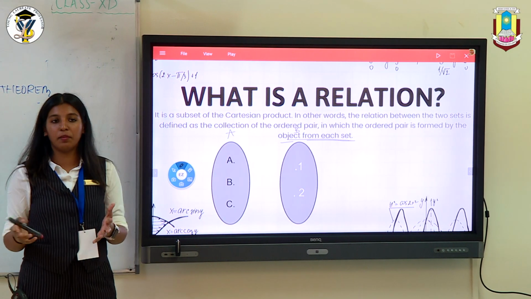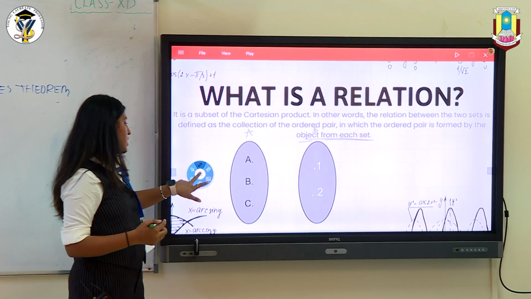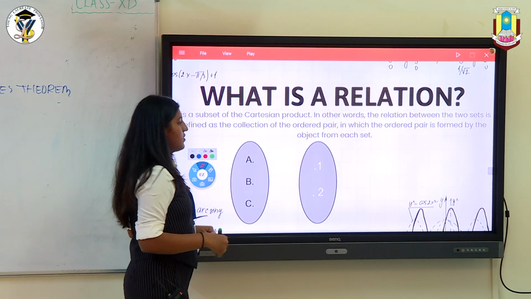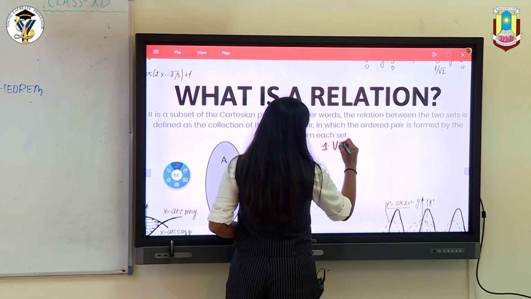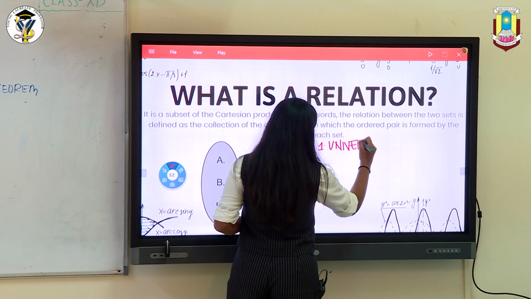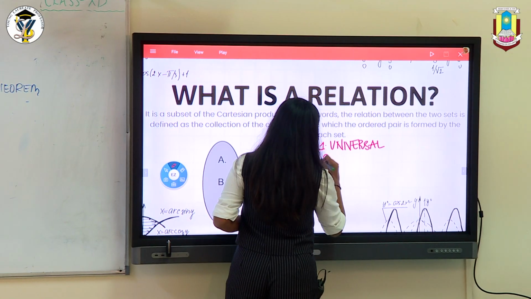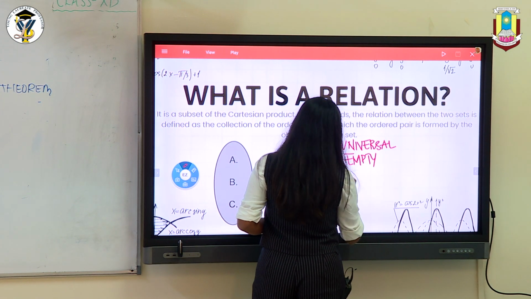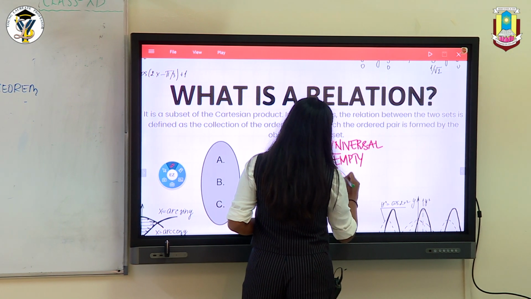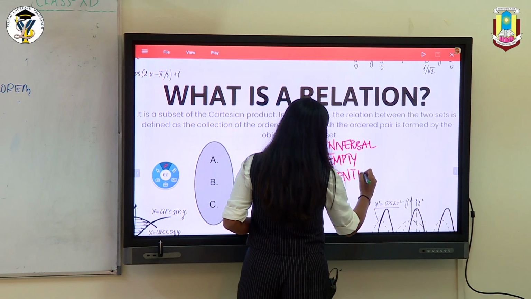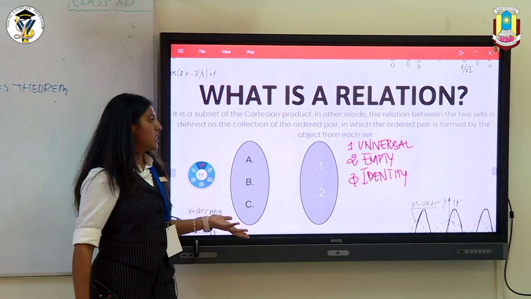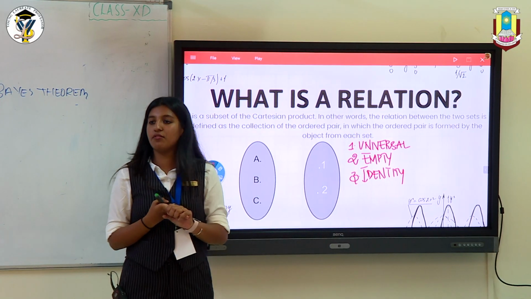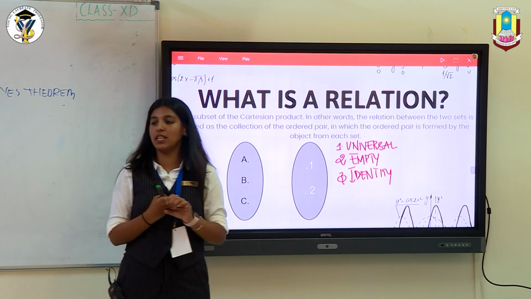Now this brings us to another topic, types of relations. But before I go into the 12th grade topics, I'm again going back to 11th grade basics. That gives us three main types of relations. Universal relation. Second is the empty relation. And third is the identity relation. Is anybody familiar with these three terms? I mean, the word itself tells you what the relation is, but is anybody familiar what is an universal, empty and identity set?